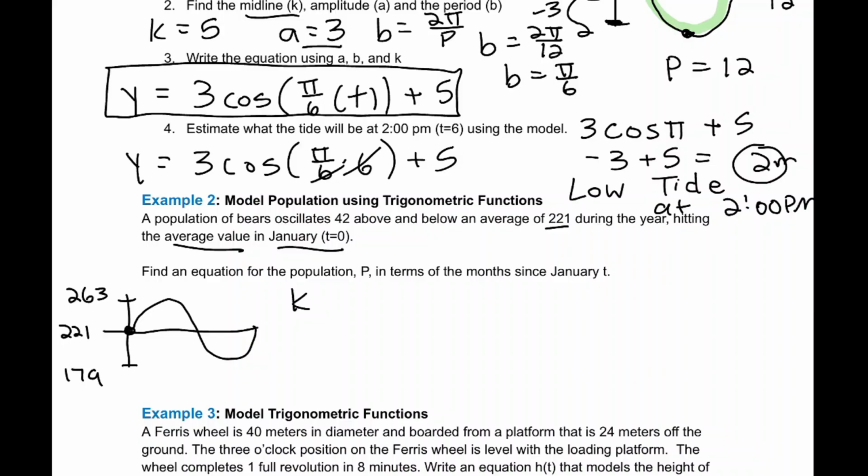Again, my k, the middle, is the average, which is 221. The amplitude is how much it's going up or down by. It's going up or down by 42. So that would be my A.